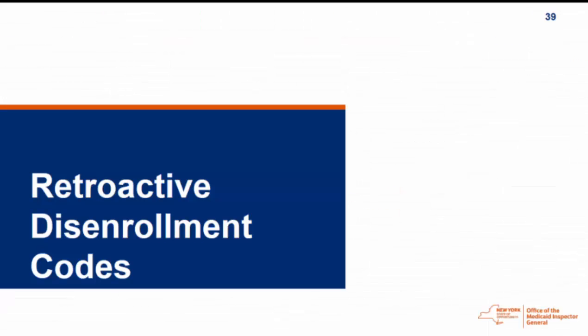The following slides list the retroactive disenrollment codes. The retroactive disenrollment codes do not cover all the circumstances that lead to retroactive disenrollment. If you need guidance on which disenrollment code to use, send an email to retrodata@omig.ny.gov and OMIG staff will respond.